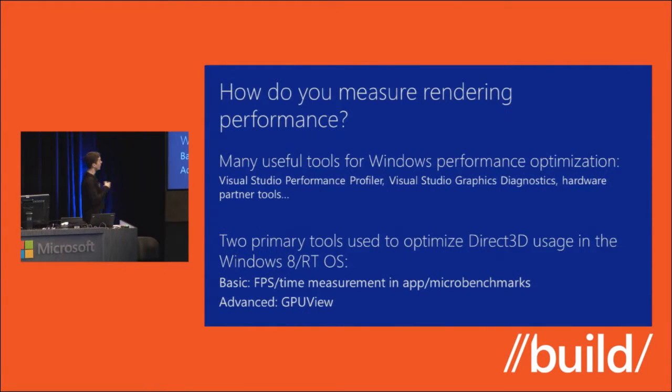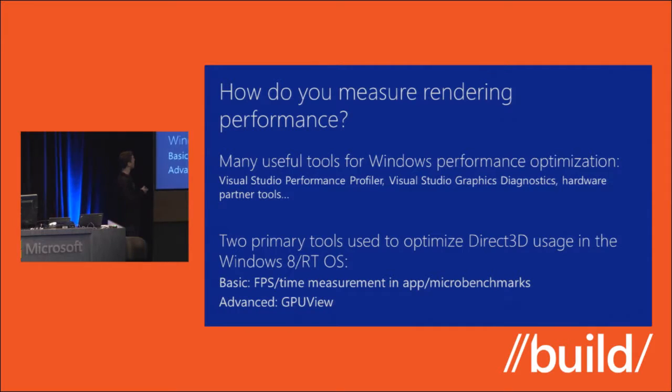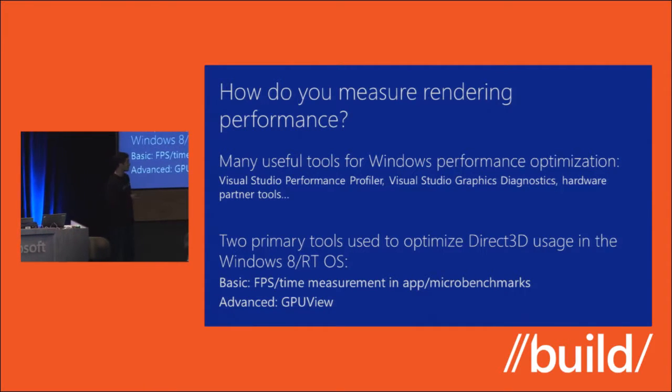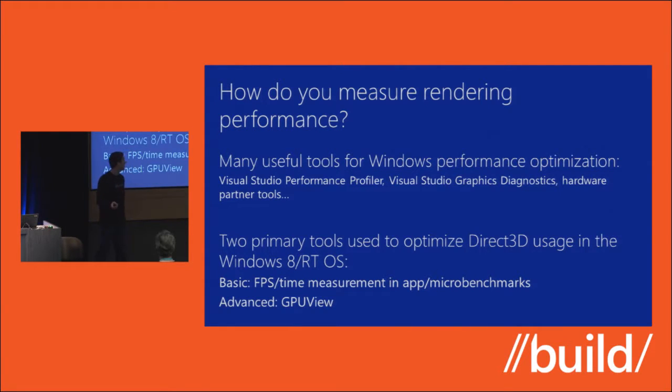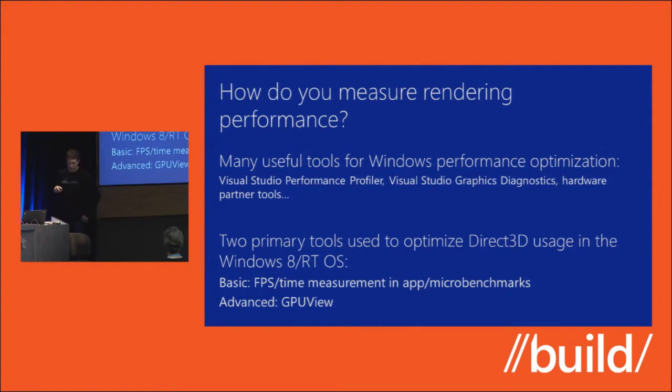On Windows, we have a really broad developer ecosystem, with lots of tools available to you. With Microsoft itself, we have the Visual Studio Performance Profiler and the new graphics diagnostics. Our hardware partners, all the manufacturers of the graphics processors and system-on-a-chips used in Windows RT, have their own tools. You should go look at their websites and investigate those as options. As I mentioned, we use a few tools and techniques on D3D that are publicly available, and we did a vast majority of operating system optimizations using these techniques.